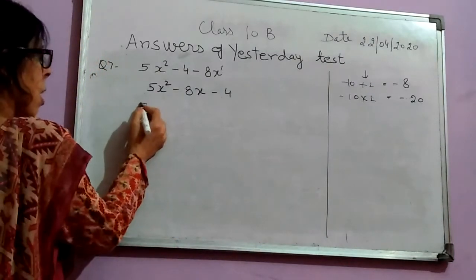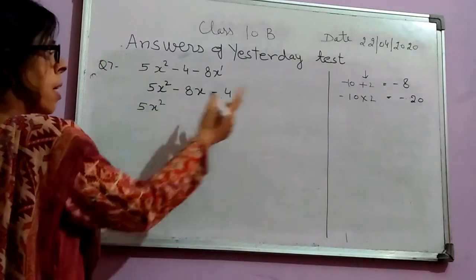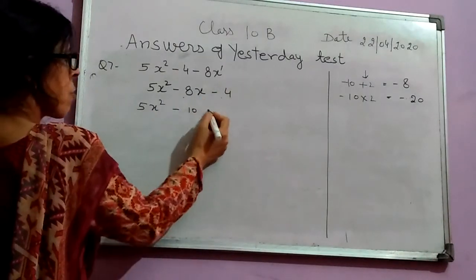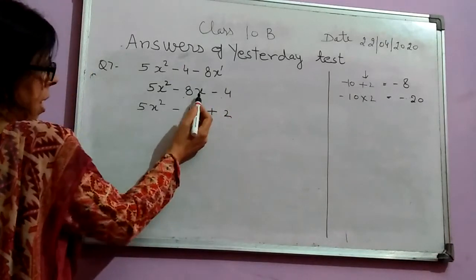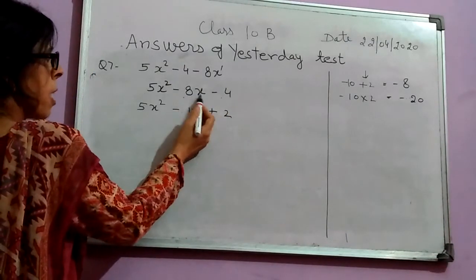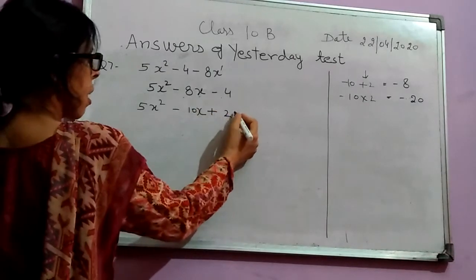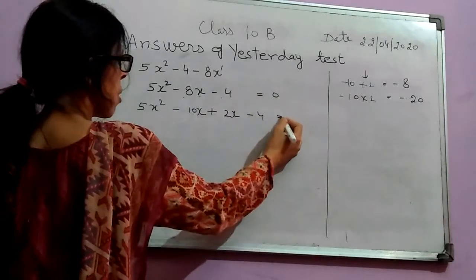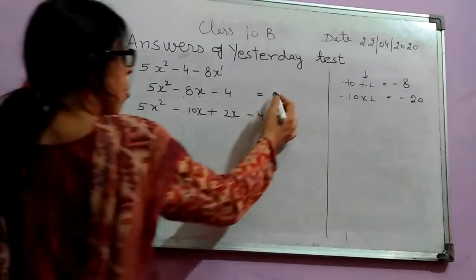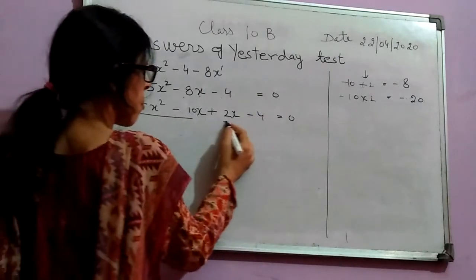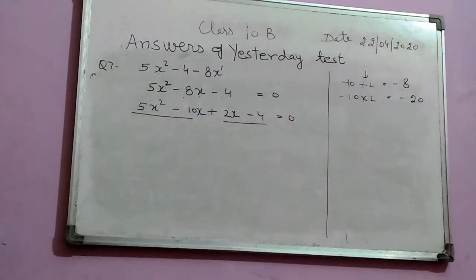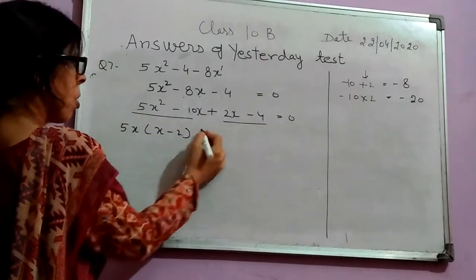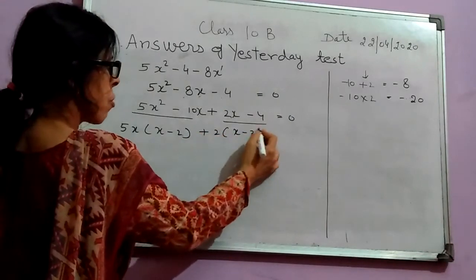Now in the polynomial, in place of minus 8 you will write the split of minus 8: minus 10 plus 2. As x is attached with minus 8, you have to attach x with minus 10 and 2, and minus 4. First you write polynomial equals to 0. Now regrouping two terms, take the common term outside. Now the common is 5x here in bracket x minus 2, plus 2 here in bracket x minus 2.